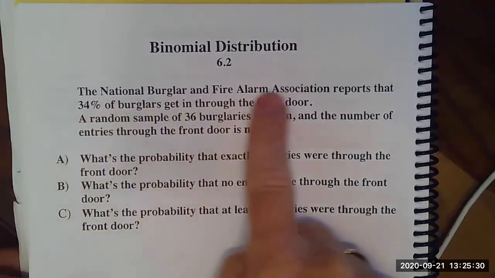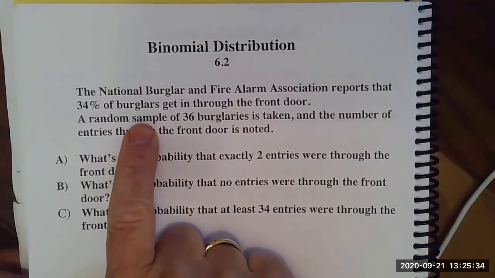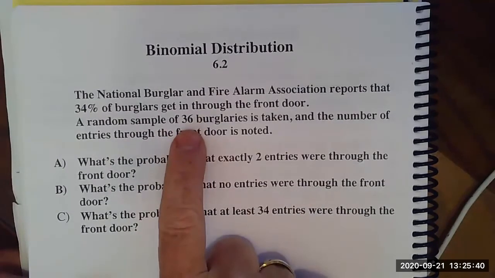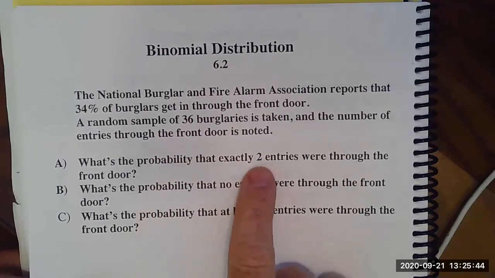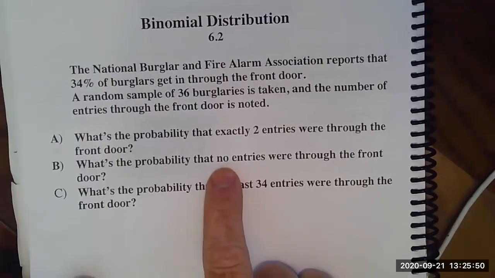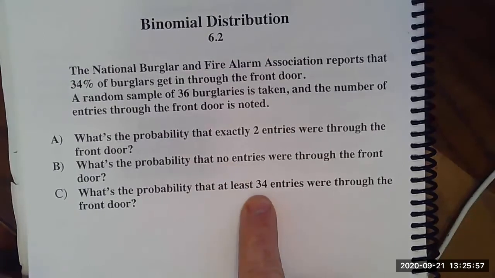You see blah, blah, blah, random sample. Aha, random sample. There's your N, you know, lowercase n, sample size, random sample. That's N is 36. And down here, 2. That's X is 2. The word no means the number 0. Oh, X is 34.